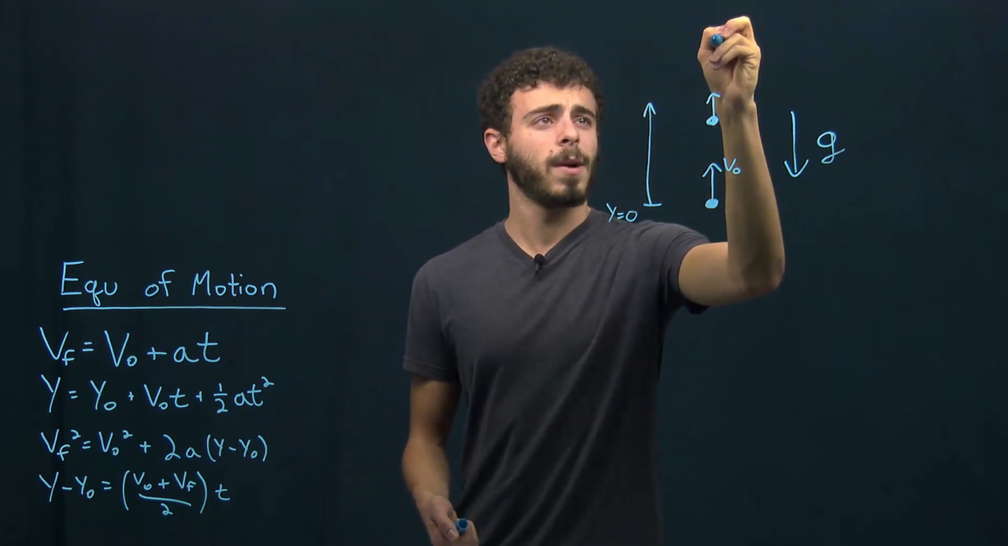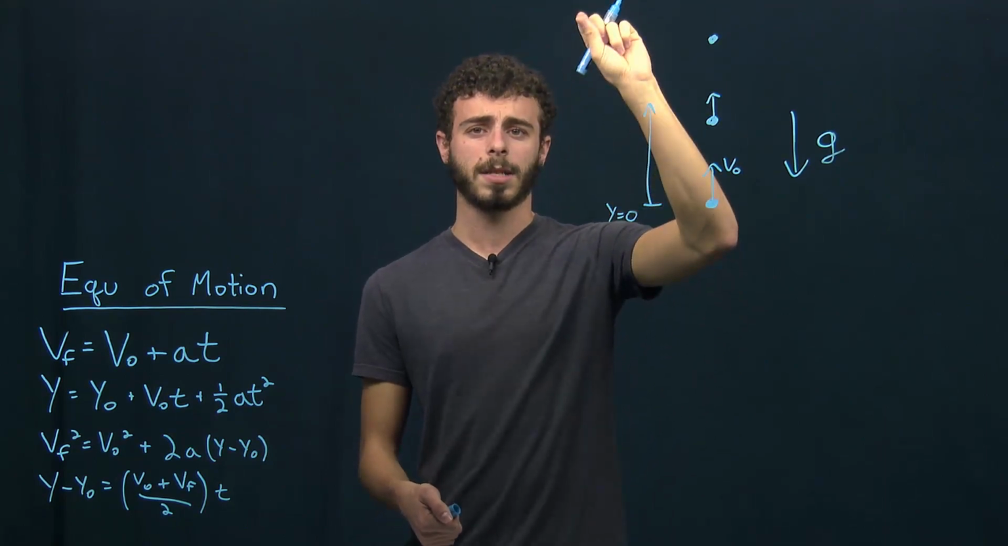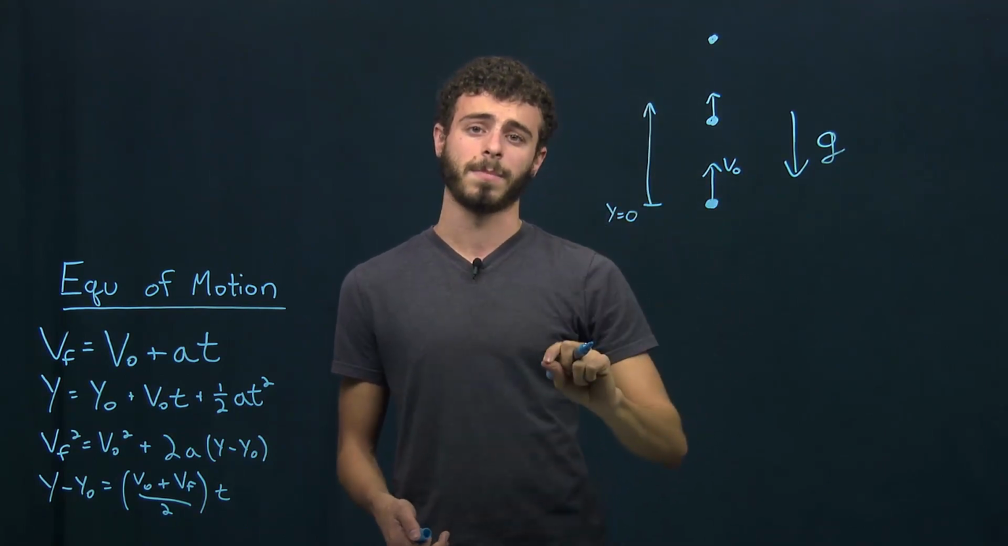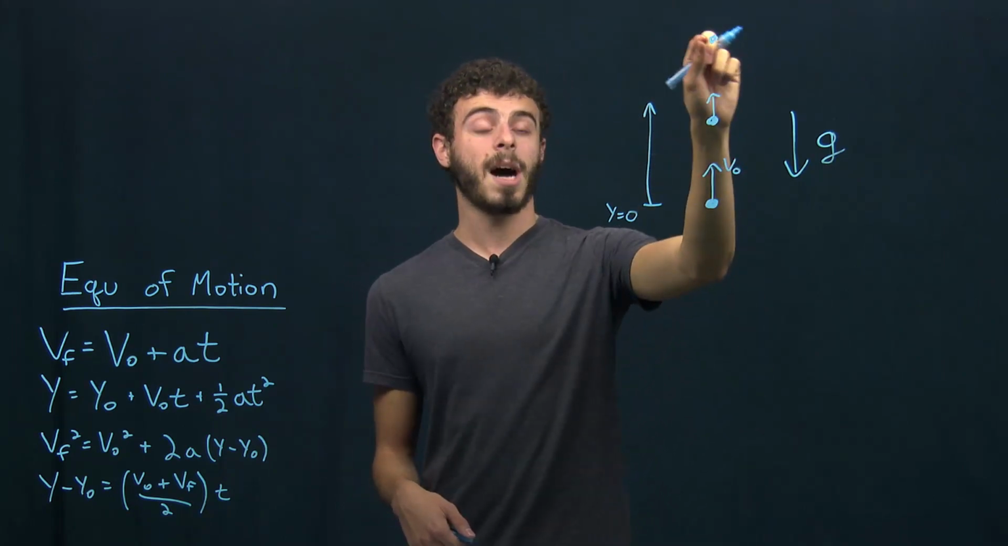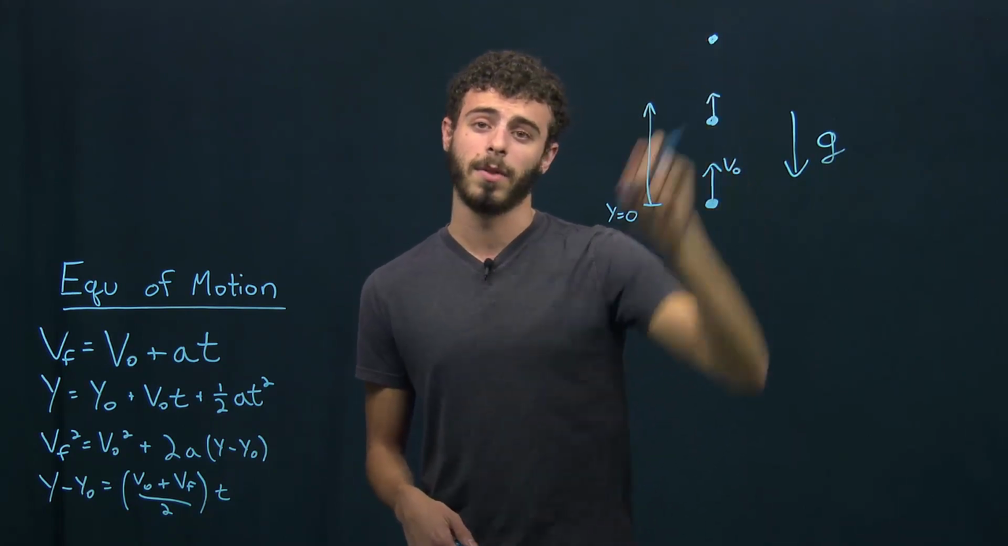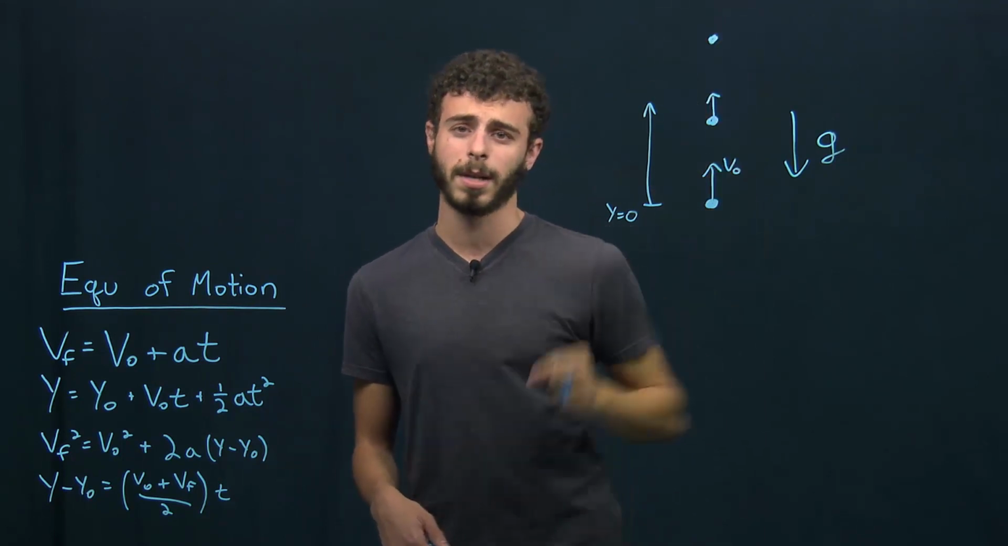If we extend that all the way to the top of its motion, it's going to pause at the very top for an instant before it falls back down. This is important, and we'll use this fact today: at the top of its motion, its velocity is 0 in the y direction. That's when this velocity vector has gotten smaller, smaller, smaller, all the way to 0.